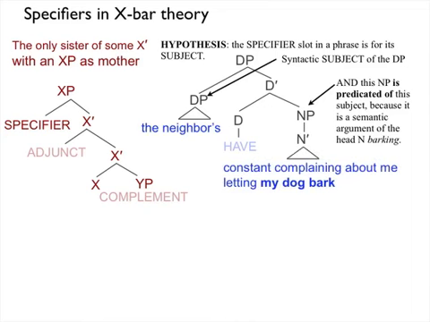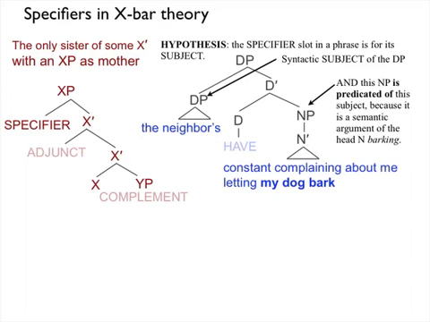We can then have things like the neighbor's constant complaining about me, the neighbor's letting my dog bark, and things like that, right? So give me any verb phrase, and that would have a subject. Give me anything like that, and I can rephrase it like this. Give me a clause as input, and I can turn it into a noun phrase.